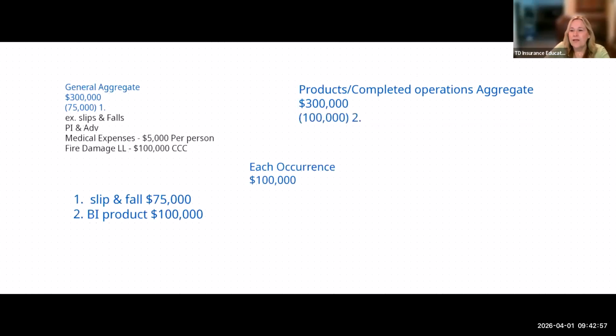Now, fire legal liability, what is that? That is a situation that is for tenants, and this is a very much overlooked limit.